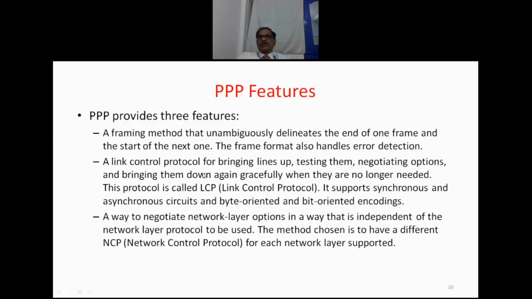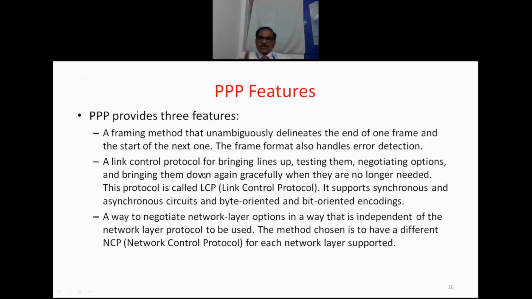Second, the link control protocol for bringing lines up. So establishing the connection: the protocol supports establishing the connection for proper communication, and testing that connection, whether it is okay or not. Then negotiations between the sender and receiver on certain parameters, like suppose I want to send so many frames per unit time. Is it okay for you? Then the receiver will say whether it is okay or not. If okay, fine. If not, then I can accept only this.